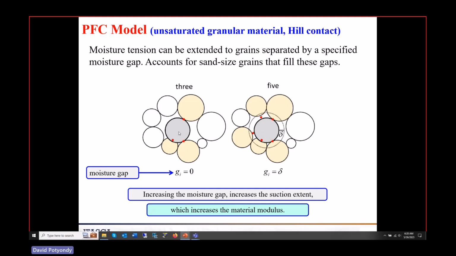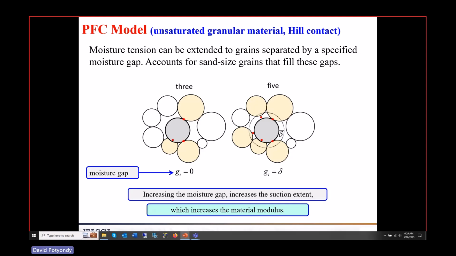This parameter we call the moisture gap. And what we find is that if we increase the moisture gap, the extent of suction increases, more suction, stiffer material modulus. This is also a very important parameter when we build bonded assemblies. For a bonded assembly, we'd say there's an additional contact here and it's filled with cement. So now there's also cement at a physical gap between the surfaces. And this has a huge impact on the triaxial response of a bonded system as well.